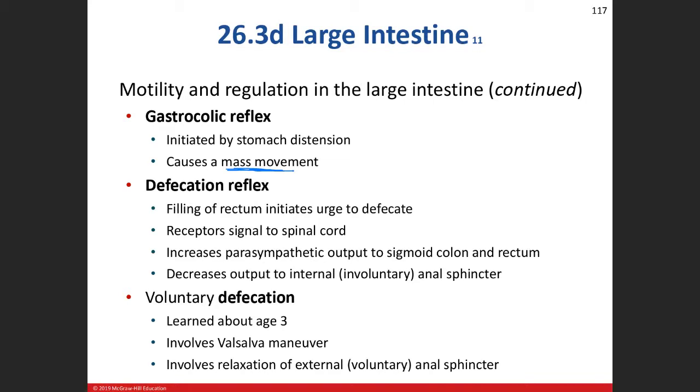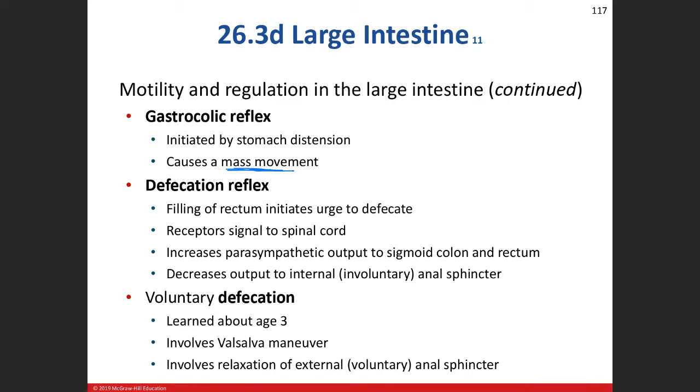Still got a problem, though. We got to deal with the external anal sphincter. No problem. This is where the somatic nervous system comes into play. The somatic nervous system, your cerebral cortex, the sensations of having to go to the bathroom will reach your consciousness. Like, hey, you know what? I got to go to the bathroom.